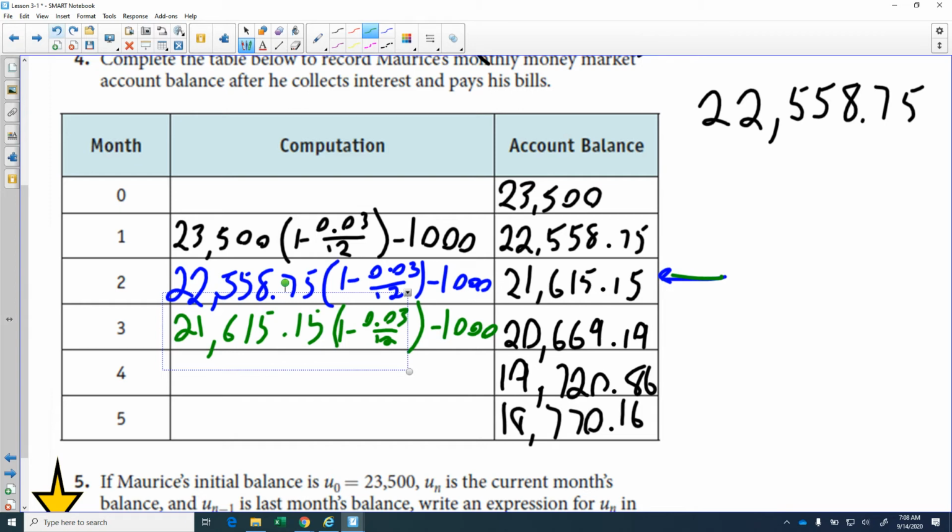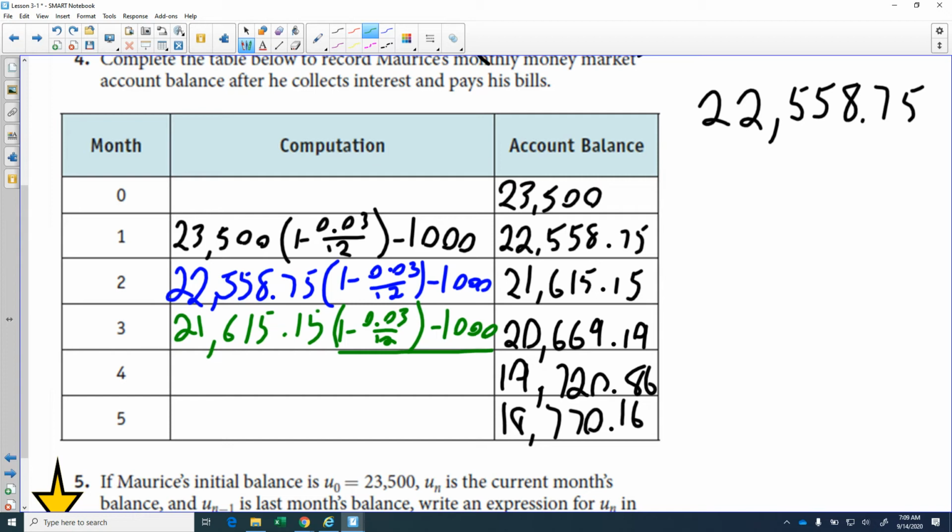Well, here's kind of the curious thing about it. I hope right now you can see that there is a little bit of a pattern here, right? We can clearly see that in this equation, this value never changes: the 1 minus 0.03 over 12, minus 1,000. However, here's where we really run into a problem. This is why we have to use a recursive statement.